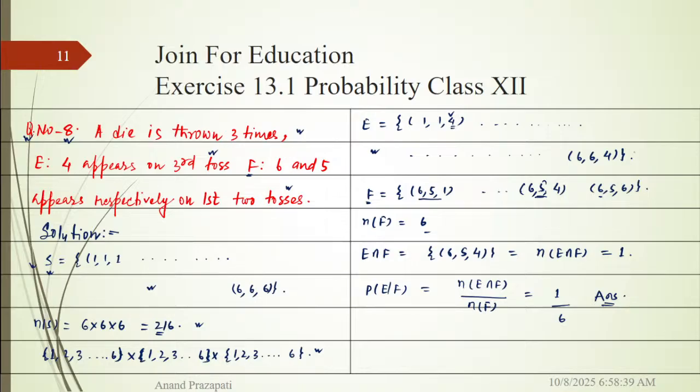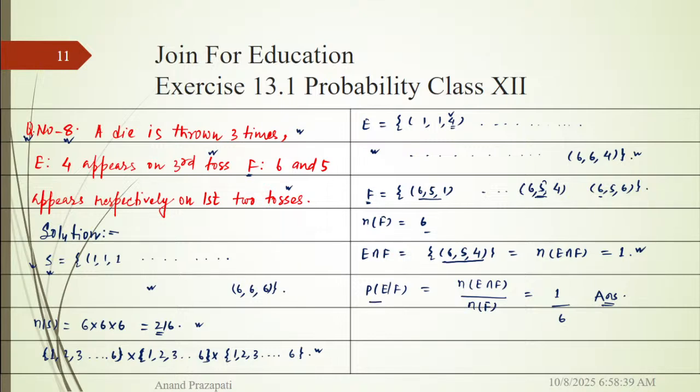Then we get these sample points. Event F says that 6 and 5 appear respectively on the first 2 tosses, so we pick out all sample points from the sample space in which we have 6 and 5 on the first 2 tosses. Then we get this. After that we find E intersection F. We have only one common sample point, that is 6 5 4. So the number of sample points in E intersection F is 1.